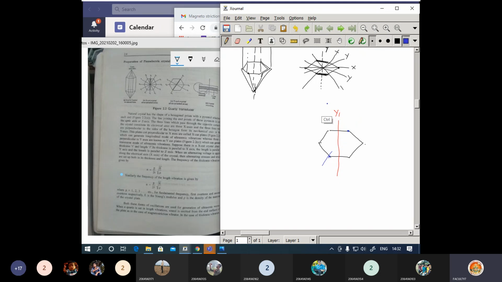Let me do one thing. I will take a concept like this. Okay, now let us go here. So I need to take the black color.